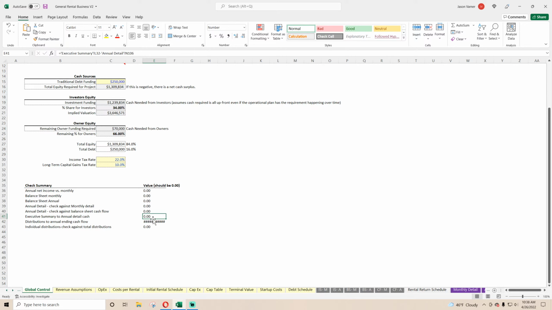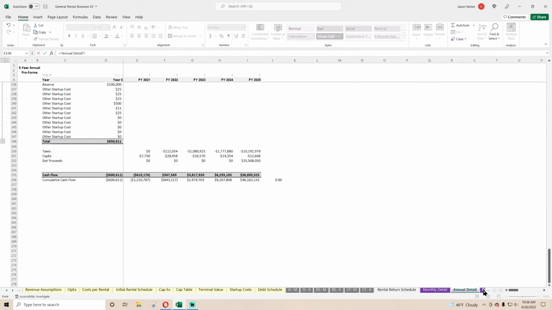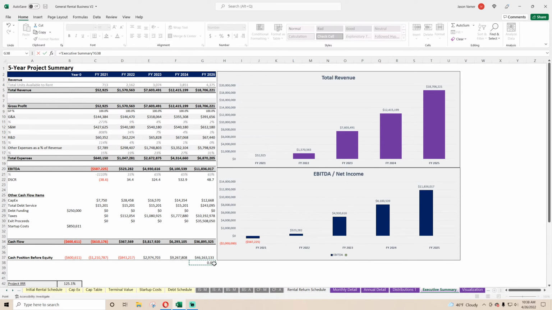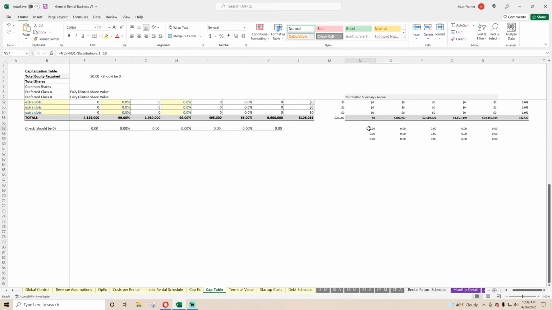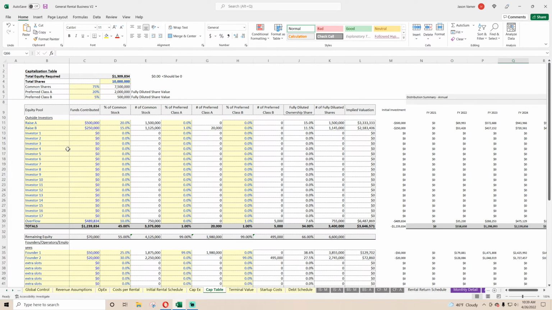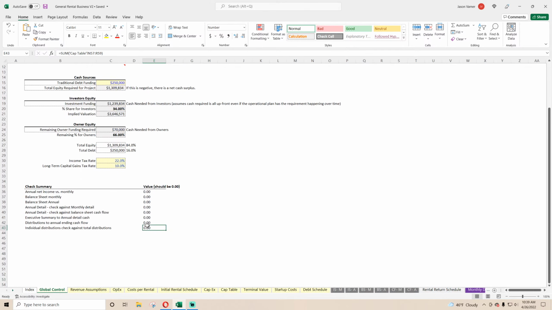Perfect. Executive summary. This number against annual detail. We did that calc. Distributions should also match the annual detail here. Good. And then individual. This is the cap table check N57R59. Good. And all that matches. So there's your check to make sure everything is looking copacetic in the model. All these should be 0.